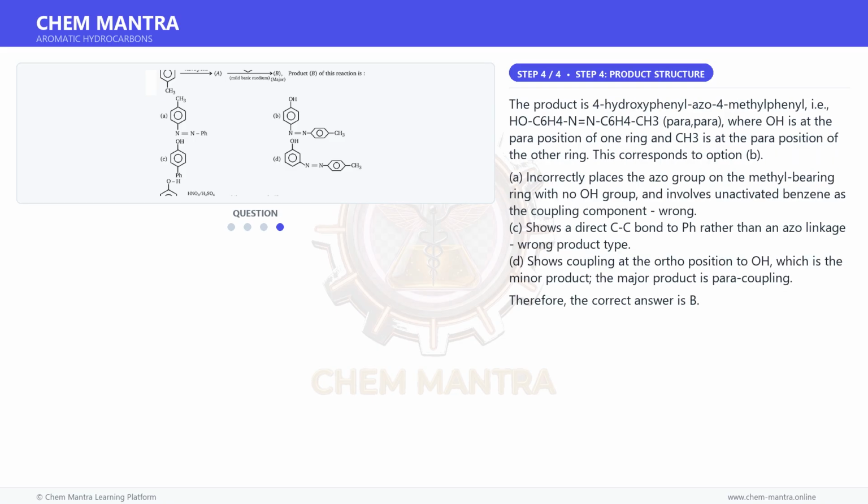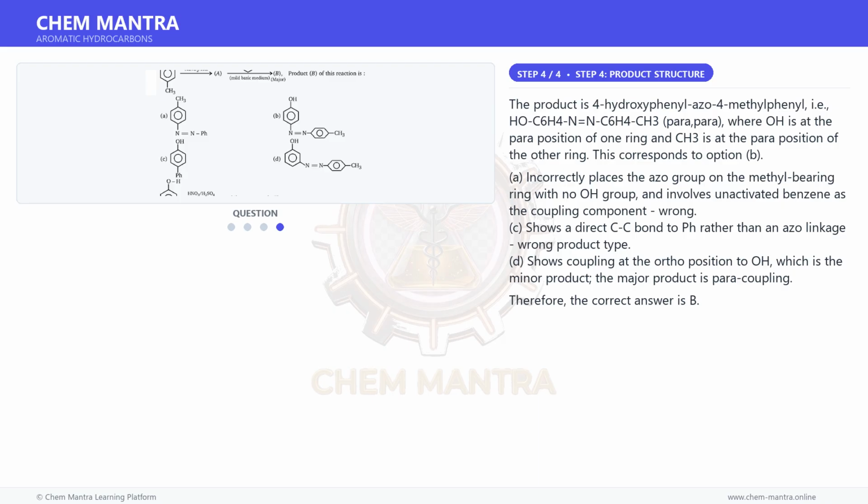And for the final step, the product is 4-hydroxyphenyl azo 4-methylphenyl, i.e., HOC6H4N=NC6H4CH3, para, where OH is at the para position of one ring and CH3 is at the para position of the other ring. This corresponds to option B.